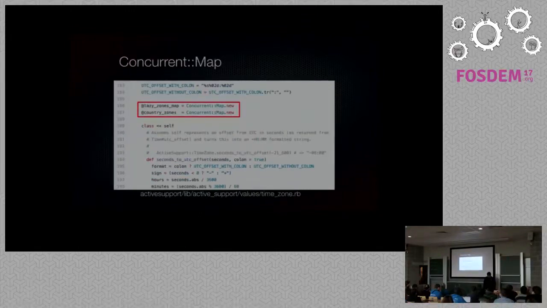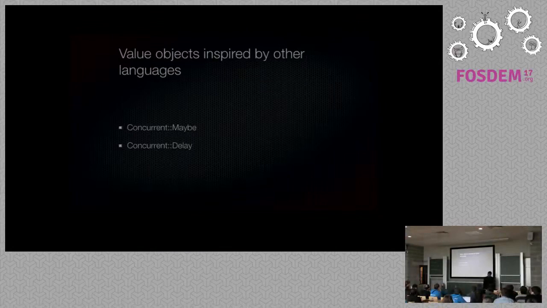So this is concurrent map. Active Support's TimeZone class is using concurrent map. So, value objects inspired by other languages. Concurrent maybe and concurrent delay are the value objects which are inspired by other languages. Concurrent maybe is a thread safe immutable maybe which encapsulates an optional value. Maybe either contains a value or it is empty. Concurrent delay is the resolution of a block yielding an immutable result. These are useful for doing expensive operations that may never be needed.